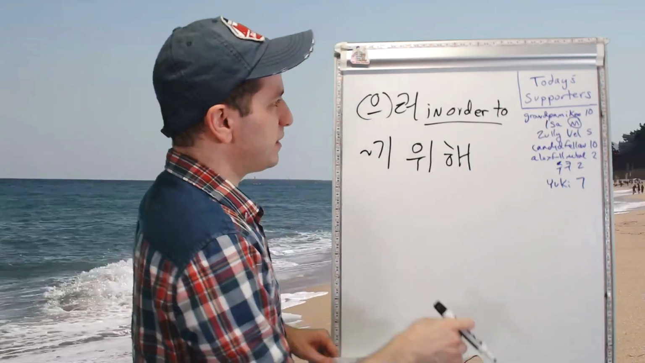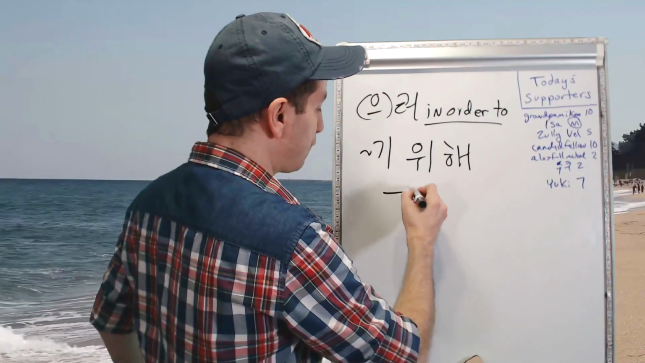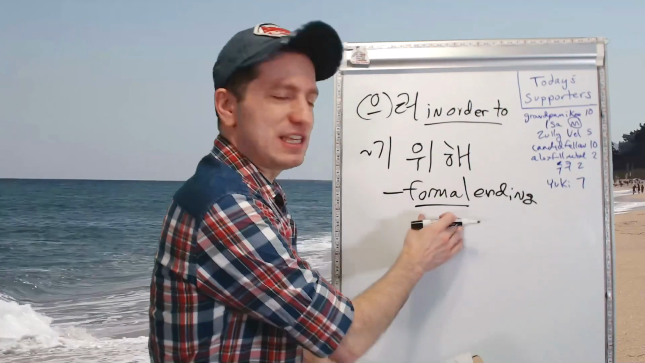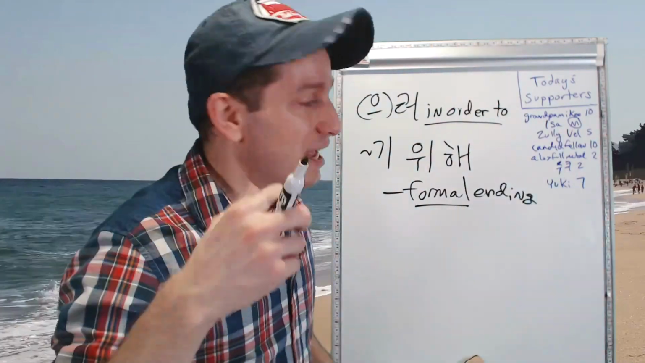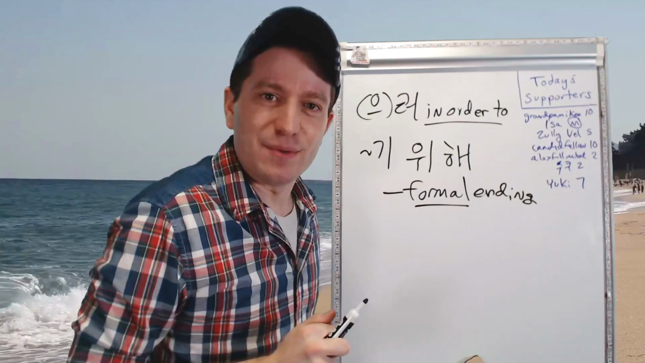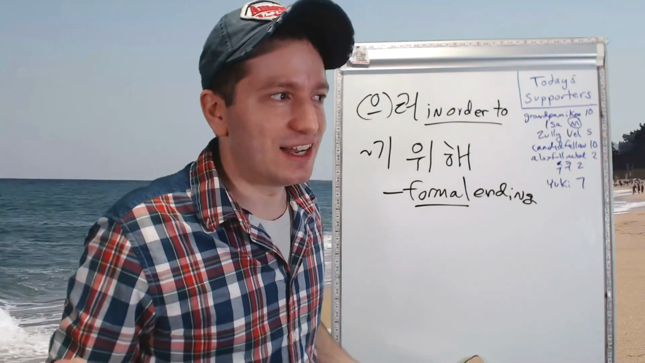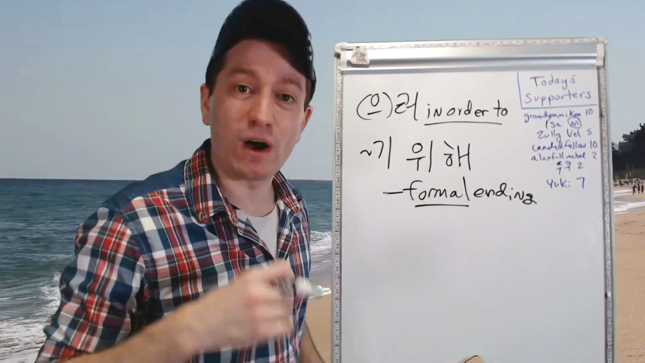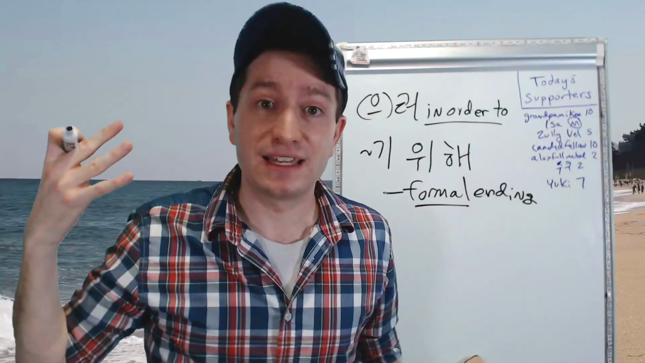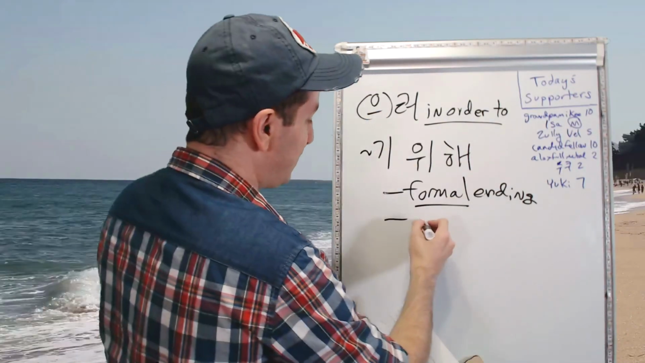So what's the difference between 으러 and 기 위해? Because they both mean in order to. 기 위해 is more of a formal ending. People like using this one because it's a very clear translation of in order to. If you were to use 기 위해, 먹기 위해 갈 거예요, that's like saying, in English, I am going in order to eat. Do not use this for in order to if you want to say going or coming in order to do something. Also, 기 위해 can use any verbs.